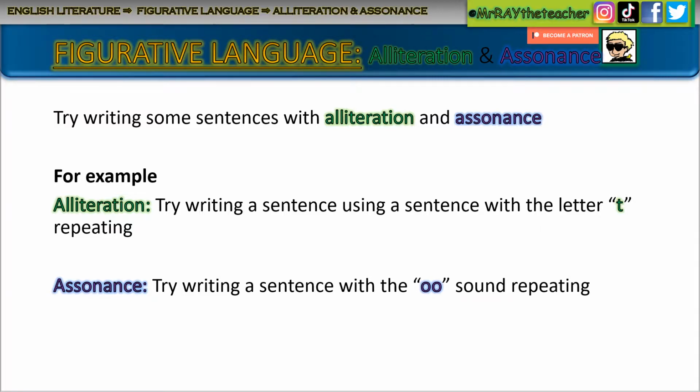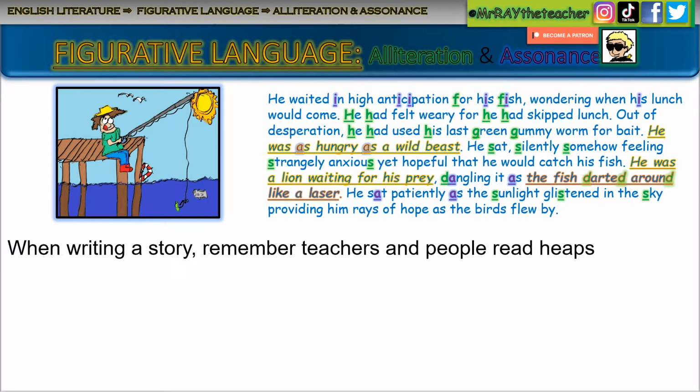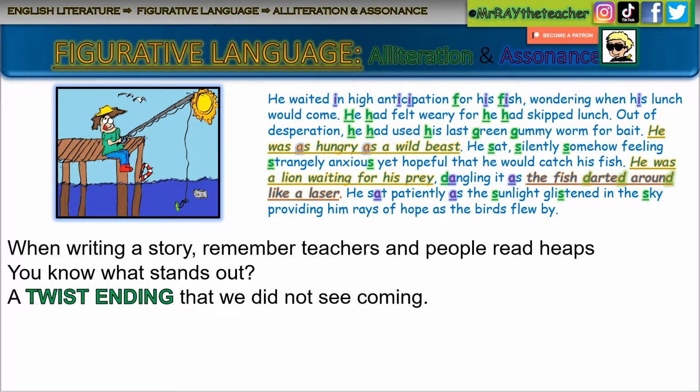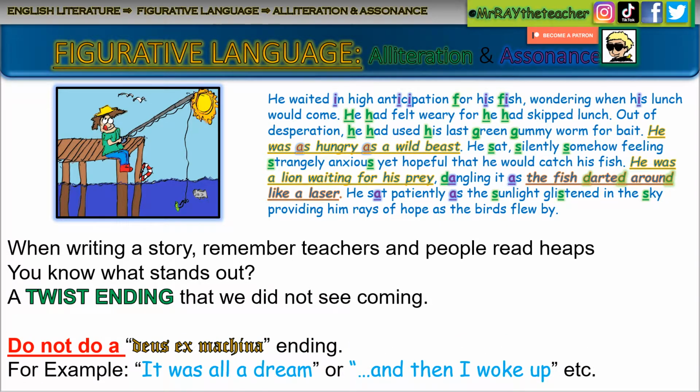Getting confused. Alrighty, and now just something to note when you are applying this knowledge when writing a story. Remember, teachers read and people read also, usually heaps, especially teachers. You know what? If we're marking heaps of paper, what stands out in a creative writing piece? A twist ending that we didn't see coming. Please do not do a deus ex machina ending. That just really is annoying. The payoff just isn't there. It's a kick in the teeth for us spending all the time getting invested in your story.